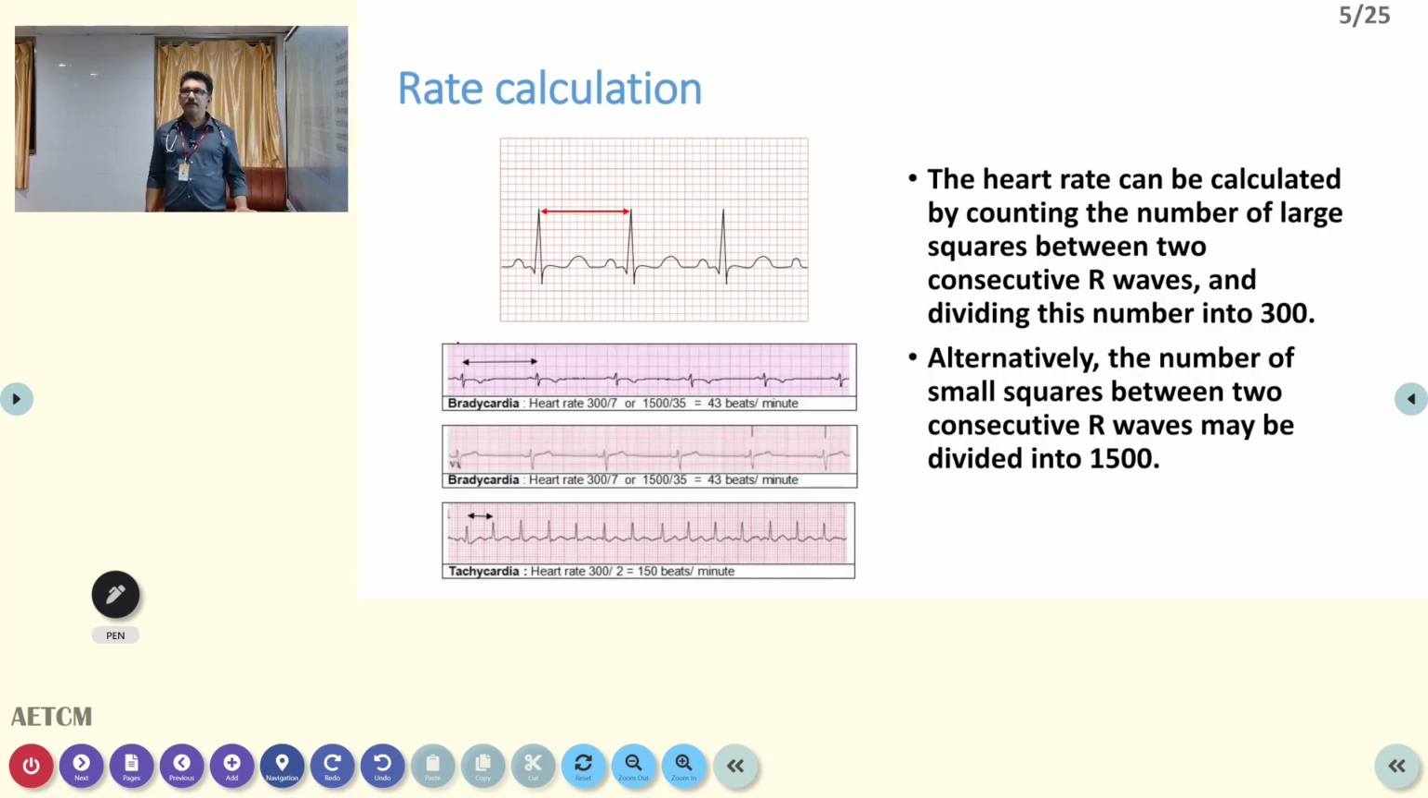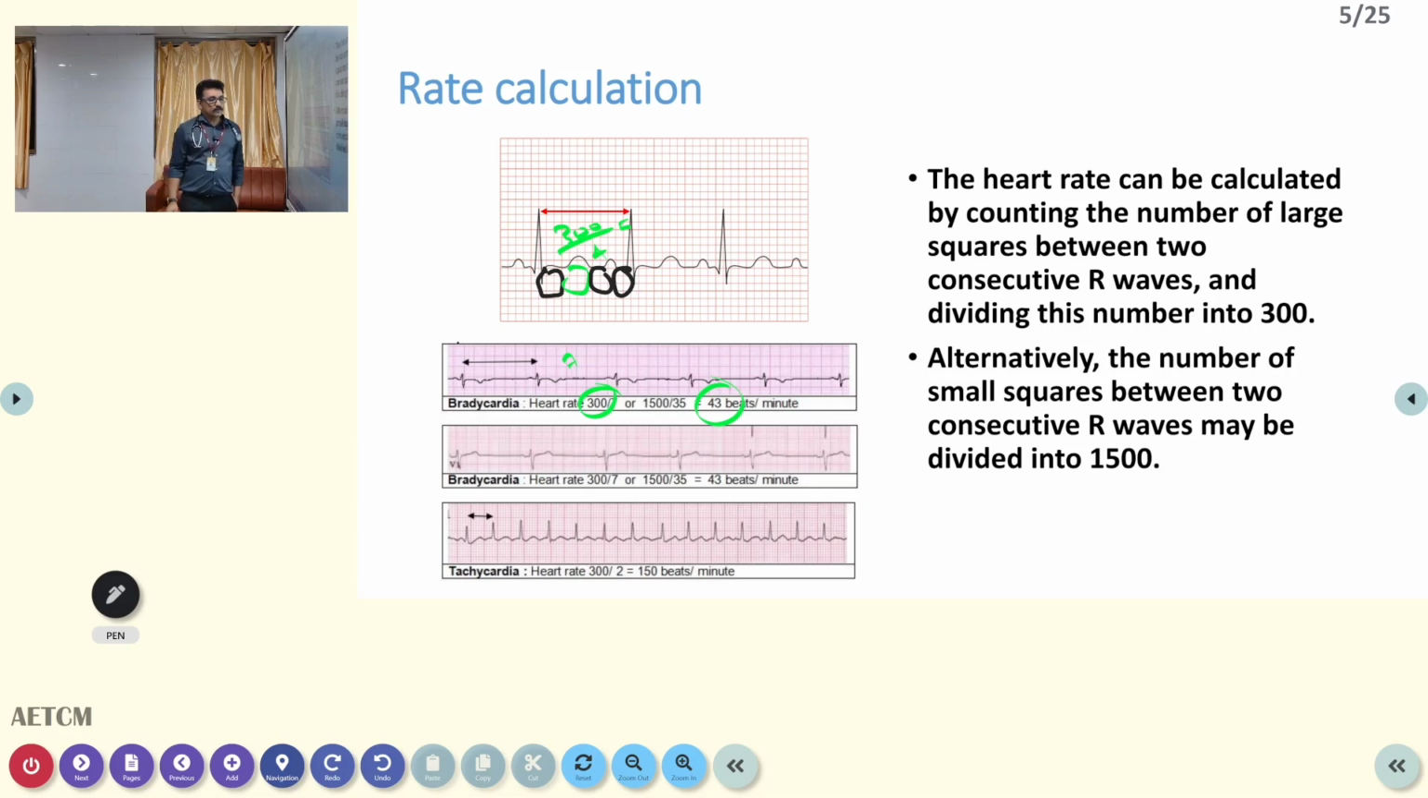Now, how do you calculate the rate? Previously, we have seen that you have to take the number of large squares. Here it is 300 by 4. That will give you the rate somewhere around 75, 70, like that. Now, if the number of squares is large, like here it is 7, then 300 by 7 will give somewhere around 43 beats per minute. Okay, so that is bradycardia.